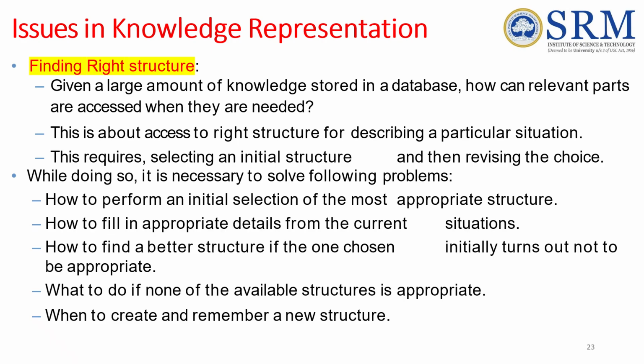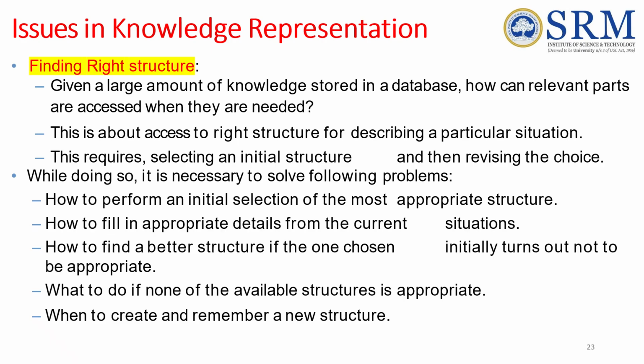Sometimes the first choice may be wrong. The system should be able to switch to a better structure. And finally, the current knowledge may not contain a suitable structure. If a new situation occurs repeatedly, the AI should create a new structure and store it for future use.